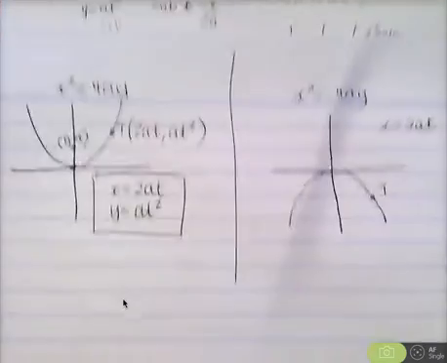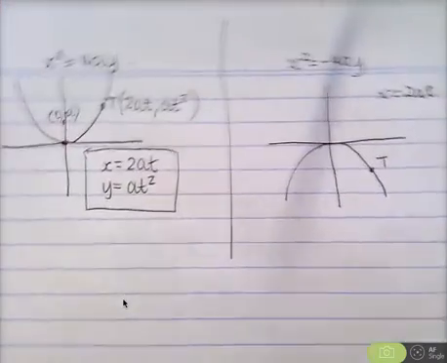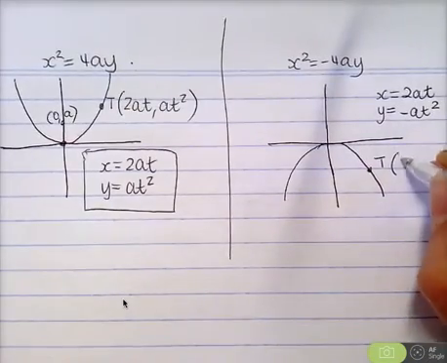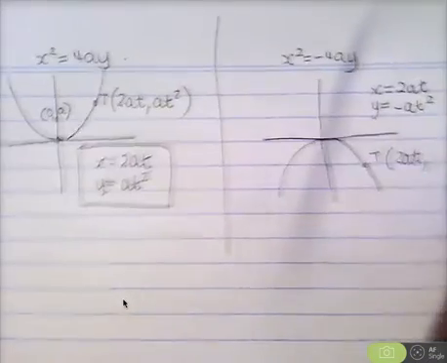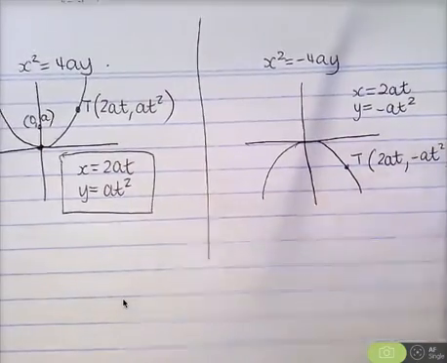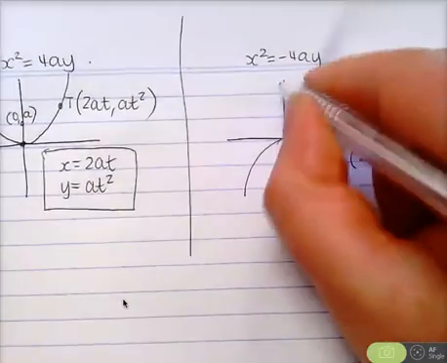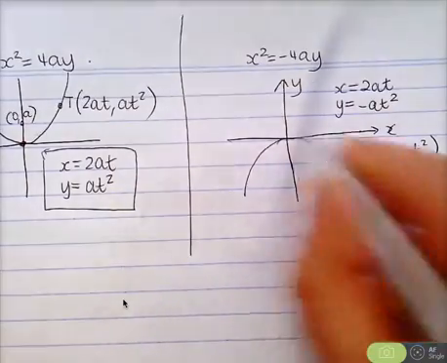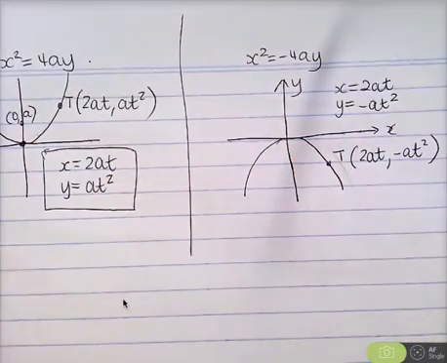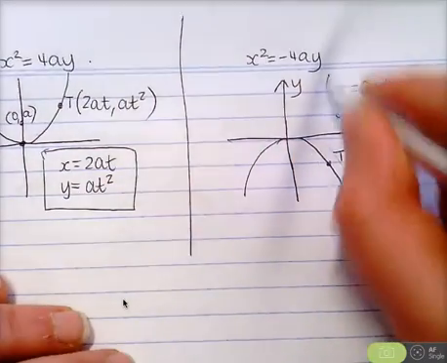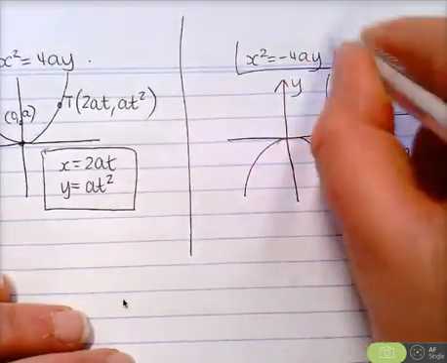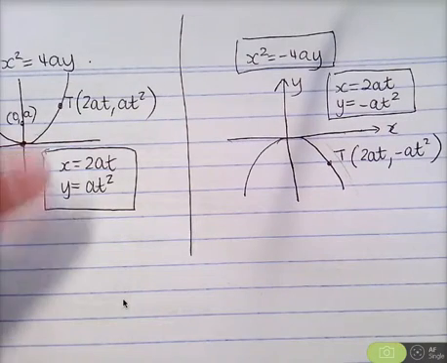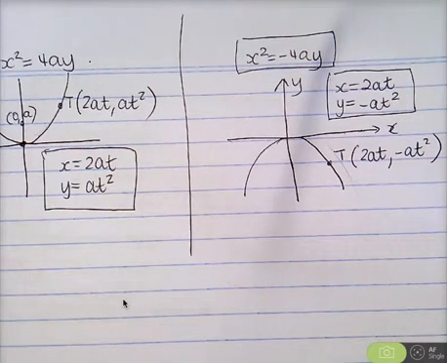but the y one's different. Now, what's the y one? Minus at squared, because this point T here could be 2at, minus at squared. Can you see that the y value here is always negative? Look, the x values come across here, but the y values are always negative. They're always underneath the x-axis. So they're the parametric equations for the parabola x squared is minus 4ay. 2at, at squared is for the normal parabola, x squared is 4ay.